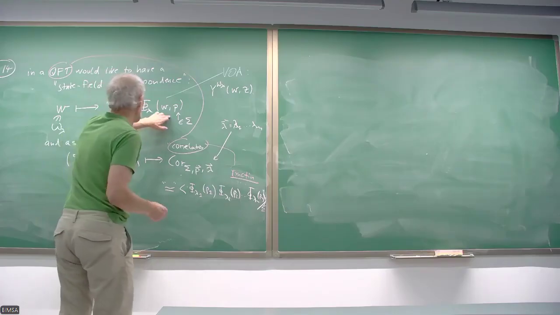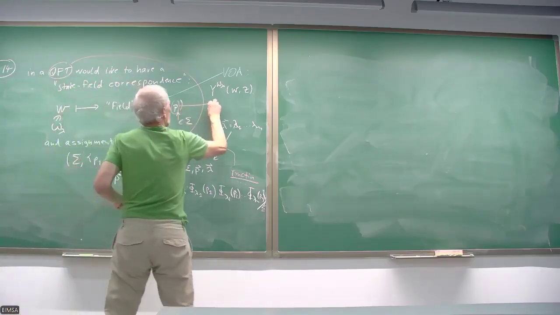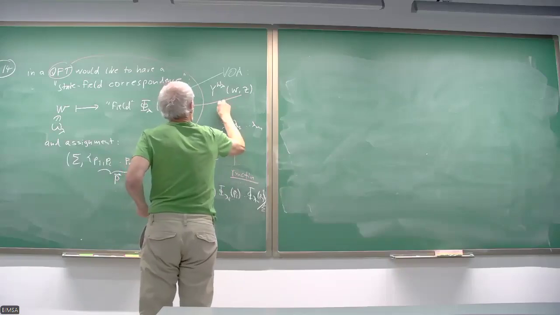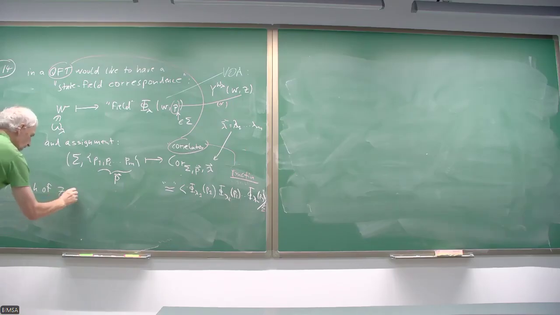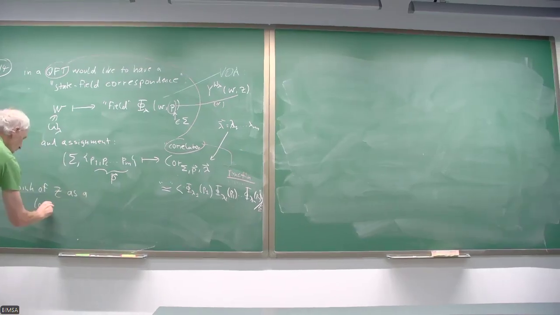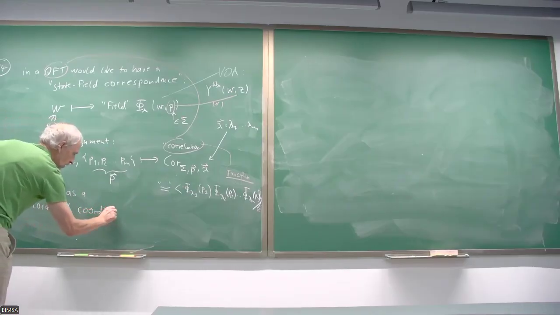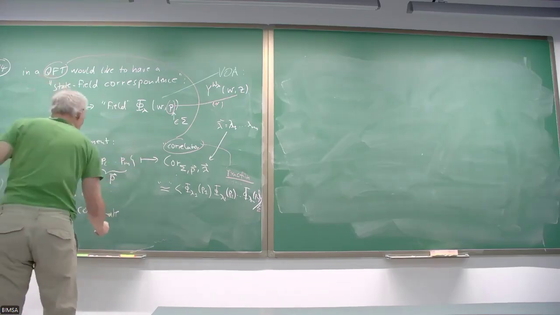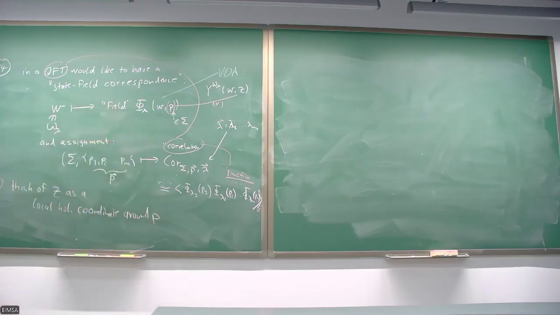But we can, in order to relate it to this point P, we can try to interpret or think of Z as a local holomorphic coordinate on a little disk around the point P. But this is certainly something one can do.